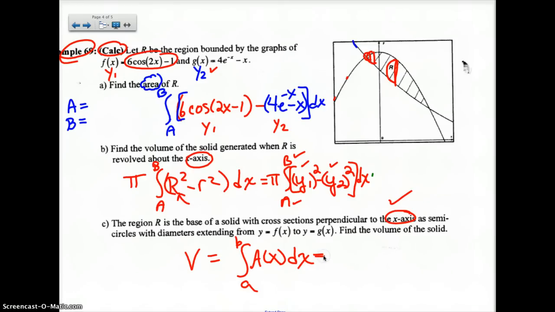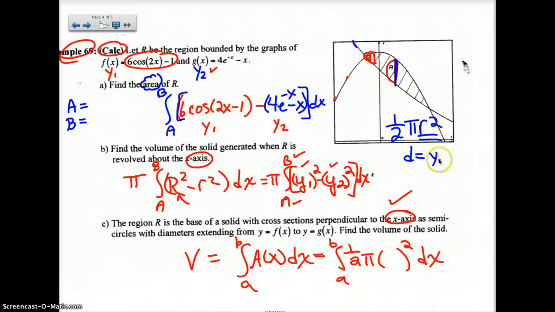And remember, for my semicircle, my area is 1/2 pi r squared. So your challenge is, let's go write that part in here. I'm going to integrate from A to B 1/2 pi r squared dx. Well, what is the radius is my question. Well, the whole diameter is the difference between the functions. So my whole diameter would be the top function, which would be y1, minus the bottom function, which would be y2. That's the whole diameter.